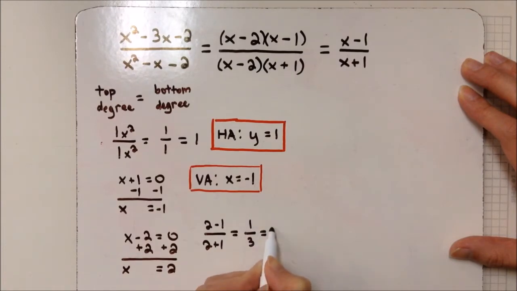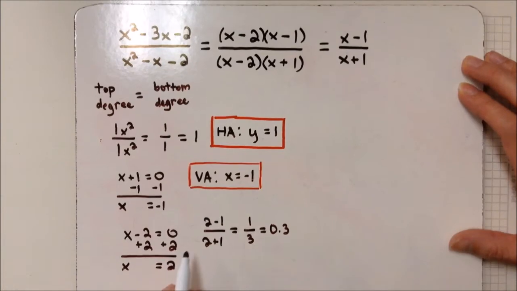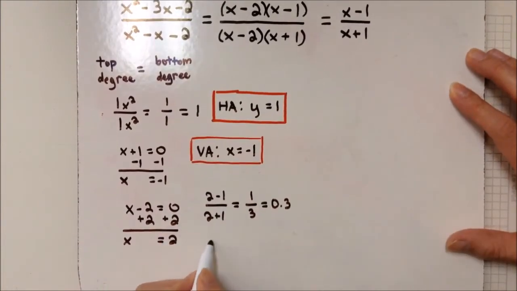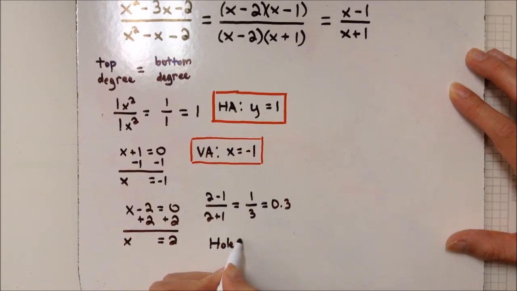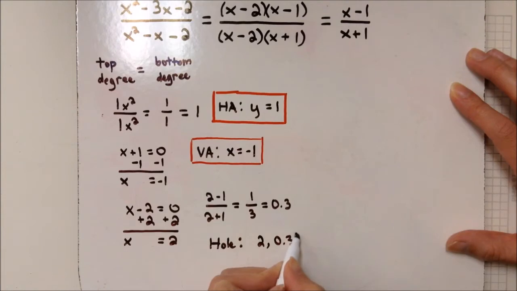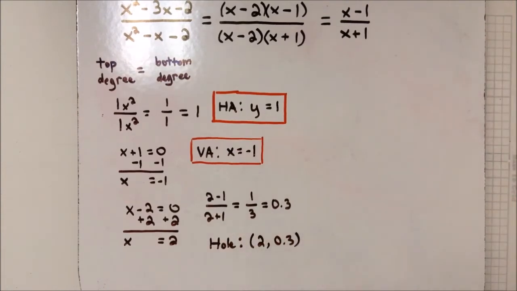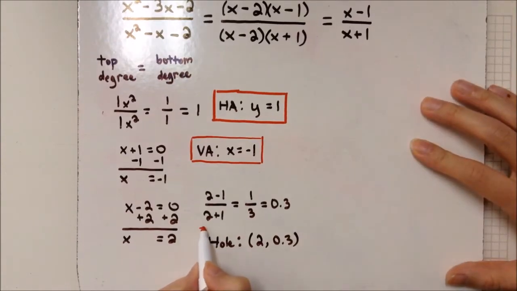And the decimal value is 0.333. But we're going to do one decimal when it comes to graphing. So we have a hole on the graph at, here's our x value, 2, and then here's our y value, 0.3. So, in this example, we have horizontal asymptote, vertical asymptote, and a hole.